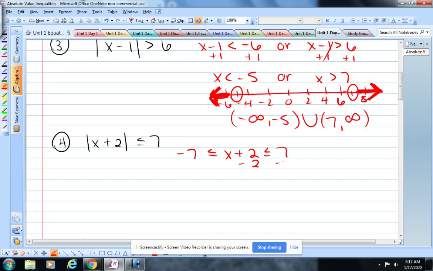Subtract 2 on all 3 sides. What is negative 7 minus 2? Is less than or equal to x is less than or equal to what? 5. And there's my solution.